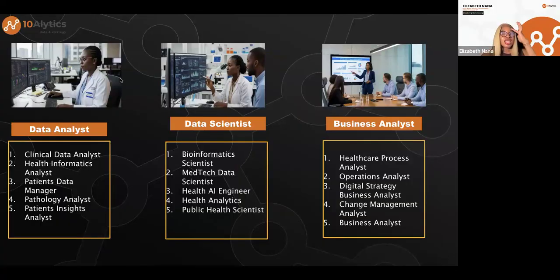Now, I'm going to be breaking down these different programs shortly, but if you're going into data analytics, data science, or business analysis, here are some of the roles that you can get into. Clinical data analysts, health informatics analysts, patients data manager, pathology analyst, data pathology analyst, patients insight analyst, bioinformatics scientist, med tech data scientist, health AI engineer, health analytics, public health scientists, public health analysts, healthcare process analysts, operations analysts. The list goes on and on and on.